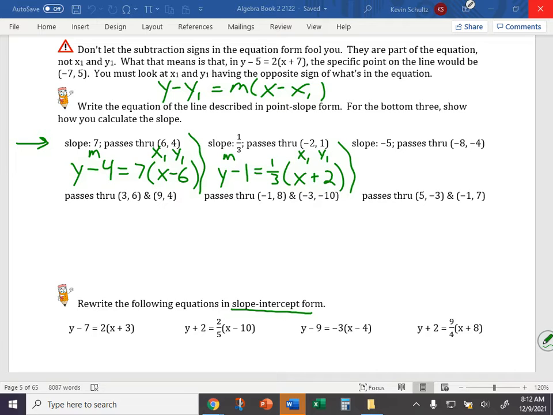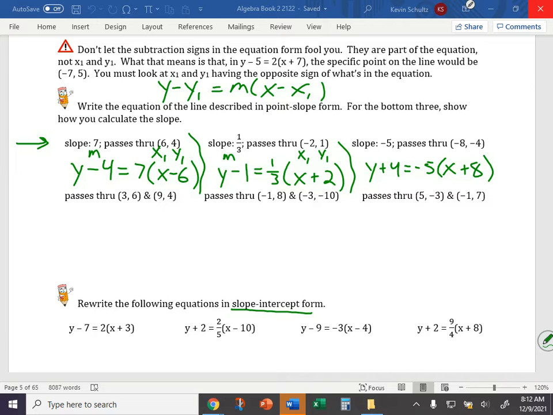What'd you come up with? Jack, what'd you get? I got y plus 4 equals -5 times parentheses x plus 8. Excellent. You're a legend, man. The slope of -5, you plugged it in for m. Since both of our ordered pair values are negative, it's going to be addition in the equation for each one. Y plus 4 equals -5 times x plus 8.